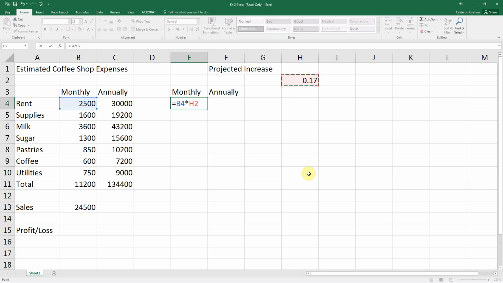When you do that, remember how the autofill doesn't work unless you do what? Absolute cell reference it, which is which one? F4. Remember F4. F4 is going to help you. That did not give me the same answer. Why? I know why.